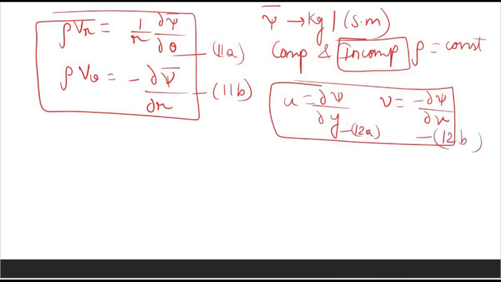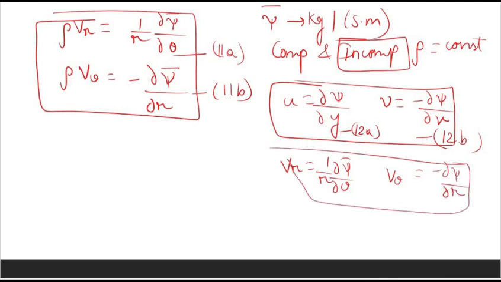Similarly, if we apply the same concept to these two, 11a and 11b, what are we left with? We are left with v_r equal to 1/r ∂ψ/∂θ, and v_θ is equal to minus ∂ψ/∂r. Correct? Let us say this is our 13a and 13b.